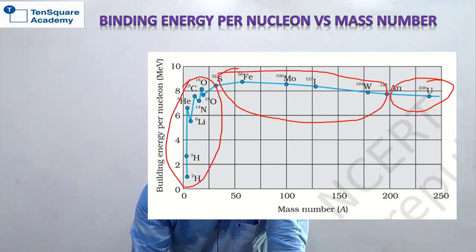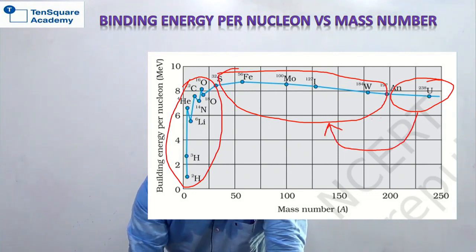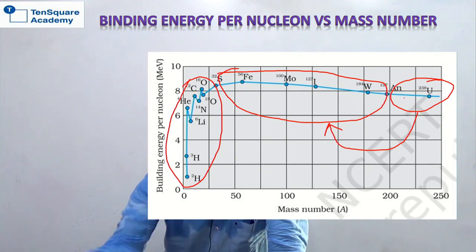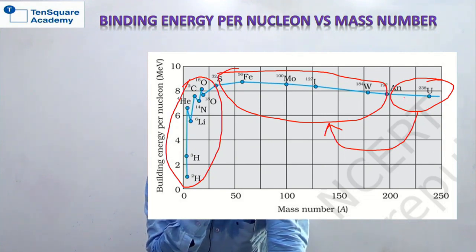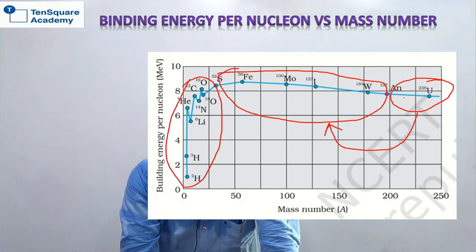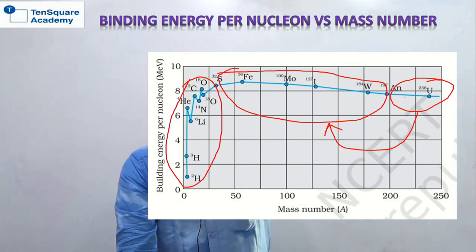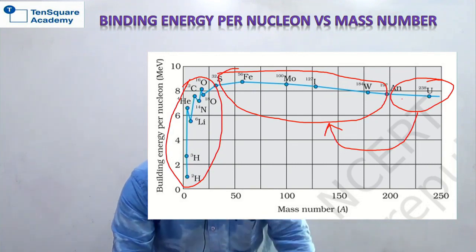Nuclear fission is the process from here to here. Okay. So, the total binding energy of the reactants should be less than the total binding energy of the products for nuclear fission to happen. Similarly, for nuclear fusion also to happen, the total binding energy of the reactants should be less than the total binding energy of the products.